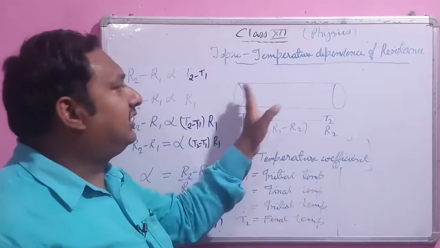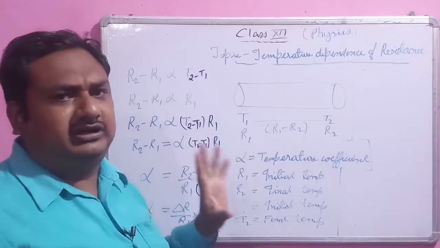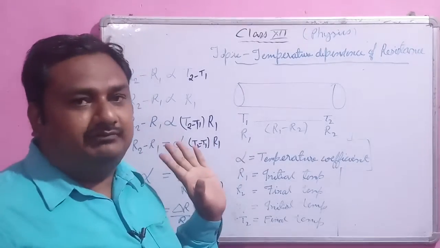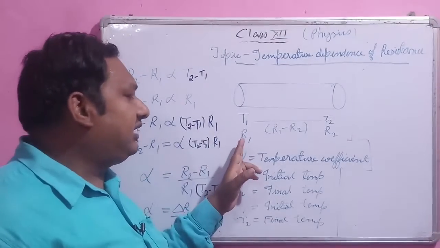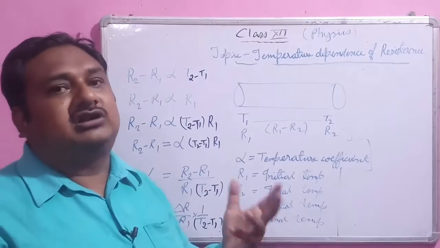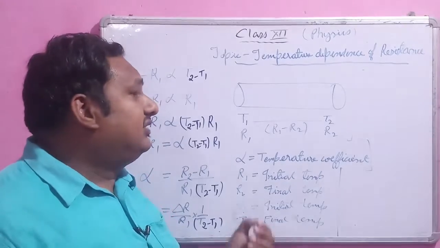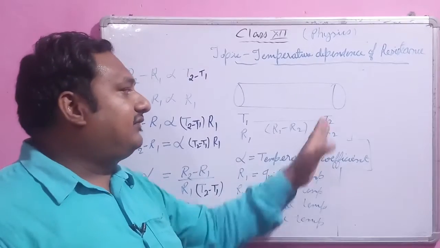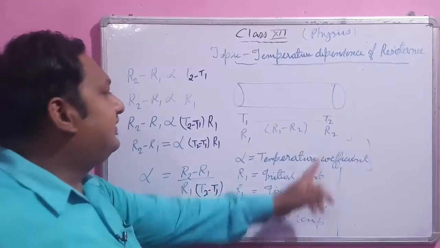Suppose there is a metallic conductor at temperature T1. It can be anything, it can be room temperature, it can be 0 degree. So it is the initial temperature, T1. At that time the resistance of the conductor is, say, R1. Now we heat up the conductor by any means, by flowing current or by providing energy to the conductor, so the temperature is going to increase. In the final position the temperature is T2 and resistance is R2.